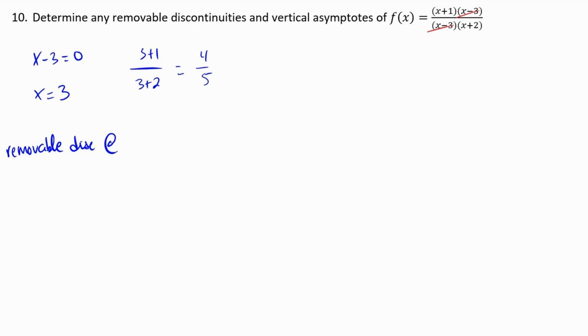I have a removable discontinuity at (3, 4/5). Now moving on, the vertical asymptotes are going to be everything that we have left over. So that x plus 2, I have a vertical asymptote when x plus 2 equals 0, and I'm going to get x equals negative 2. And that vertical asymptote is going to be this equation because it's a vertical line at negative 2.